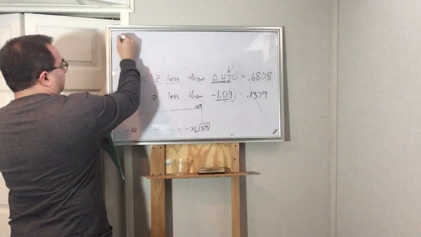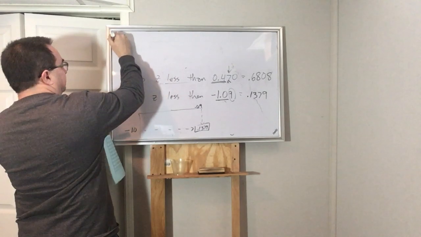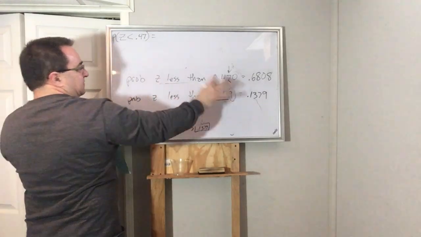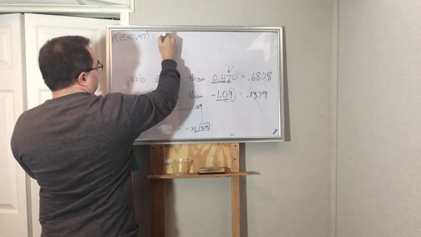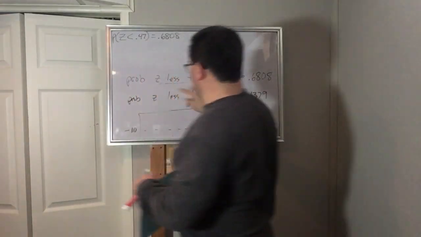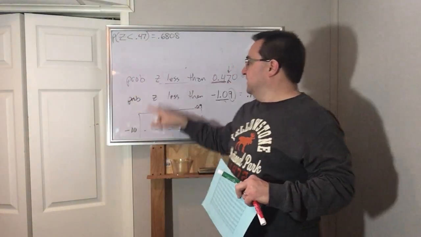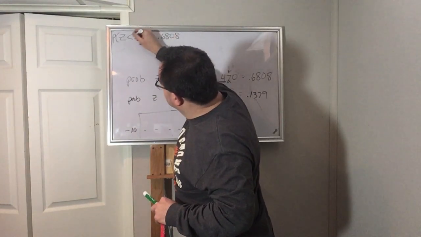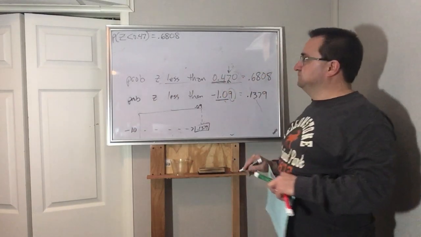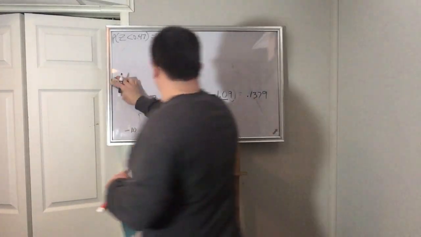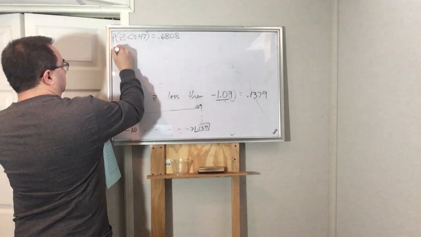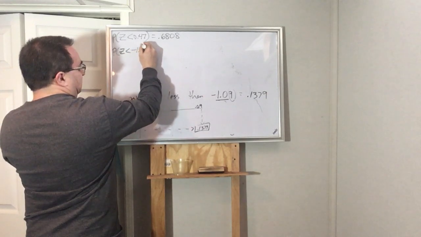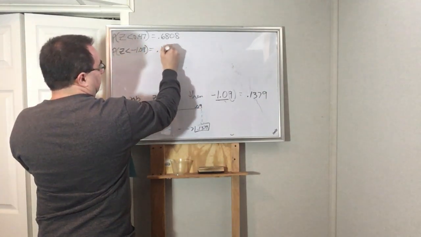So I'm going to abbreviate this now. The probability that z is less than 0.47 is 0.6808. See, that's a very abbreviated way to say the same thing. The probability that z is less than 0.47. So that's with that information. Also, we know that the probability that z is less than negative 1.09 is 0.1379.